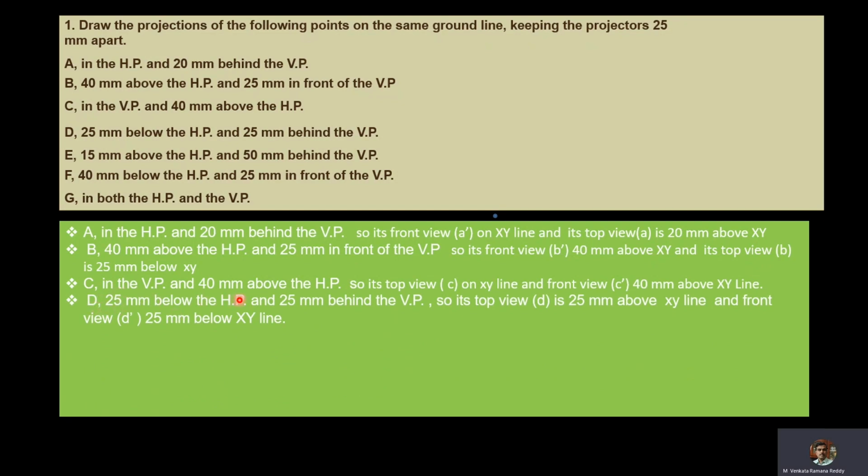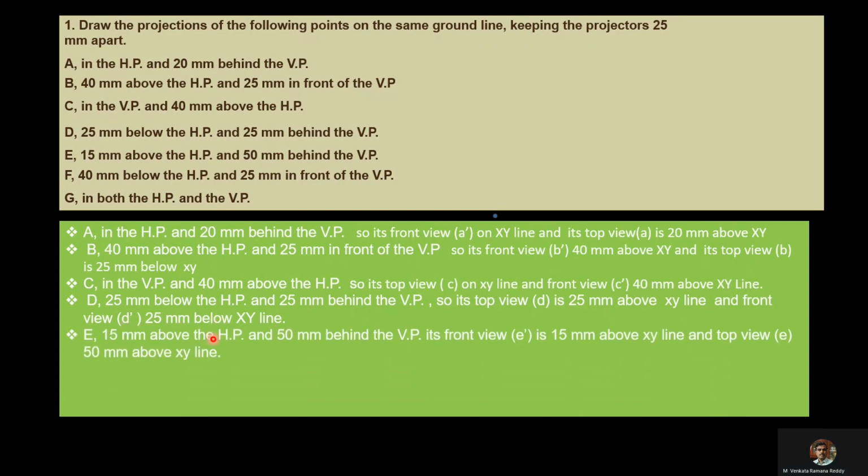D 25 mm below the HP, 25 mm behind the VP. That means the point is in the third quadrant. So top view D is 25 mm above the XY line and front view D dash is 25 mm below the XY line. Point E 15 mm above the HP, 50 mm behind the VP. So its front view E dash is 15 mm above the XY line and top view E is 50 mm above the XY line. That means point E is in the second quadrant.